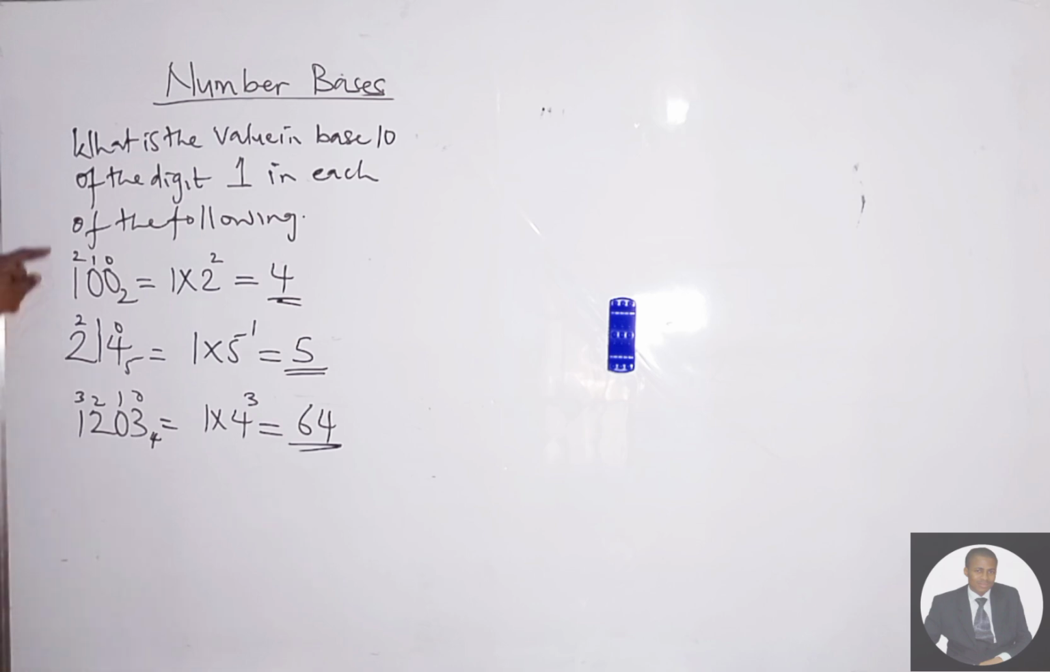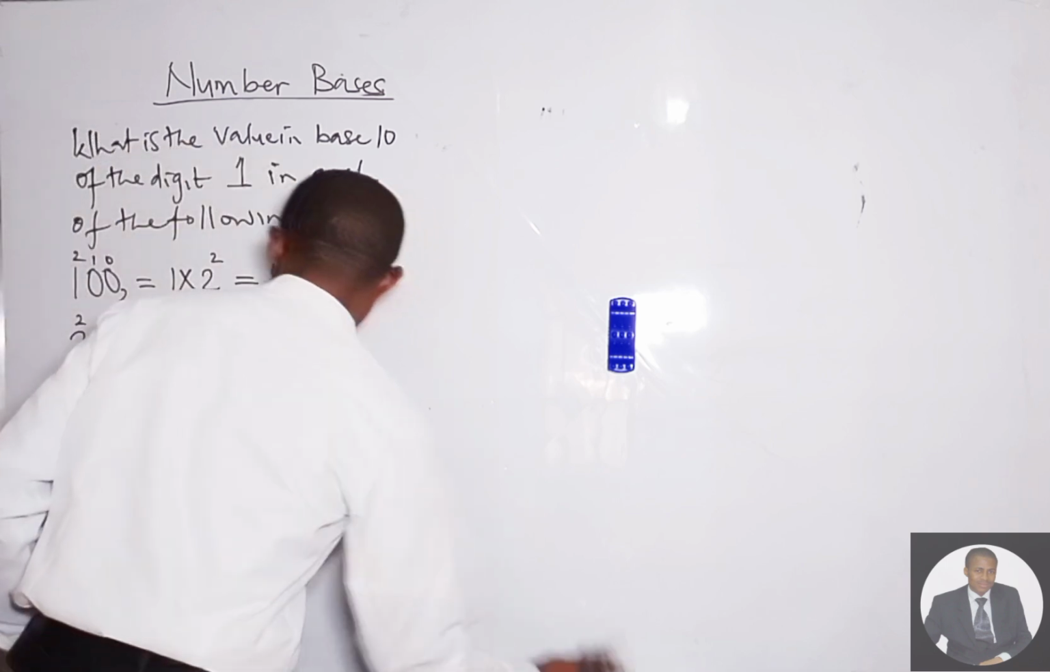So, how did we do this? Everything is in different bases. Then, what is the value in base 10? So we convert them to base 10. So this will be 1 times 2 raised to the power 2. That's 4. We will not start from this because we are looking for 1. That will be 1 times 5 raised to the power 1. That's 5. Then we have 1 times 4 raised to the power 3. 64. That becomes our answer.